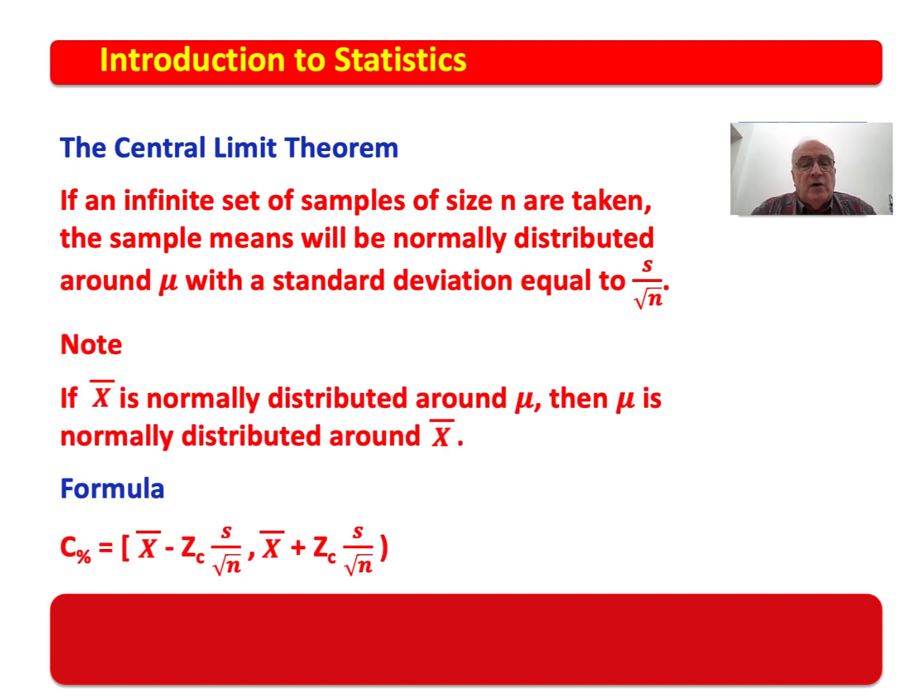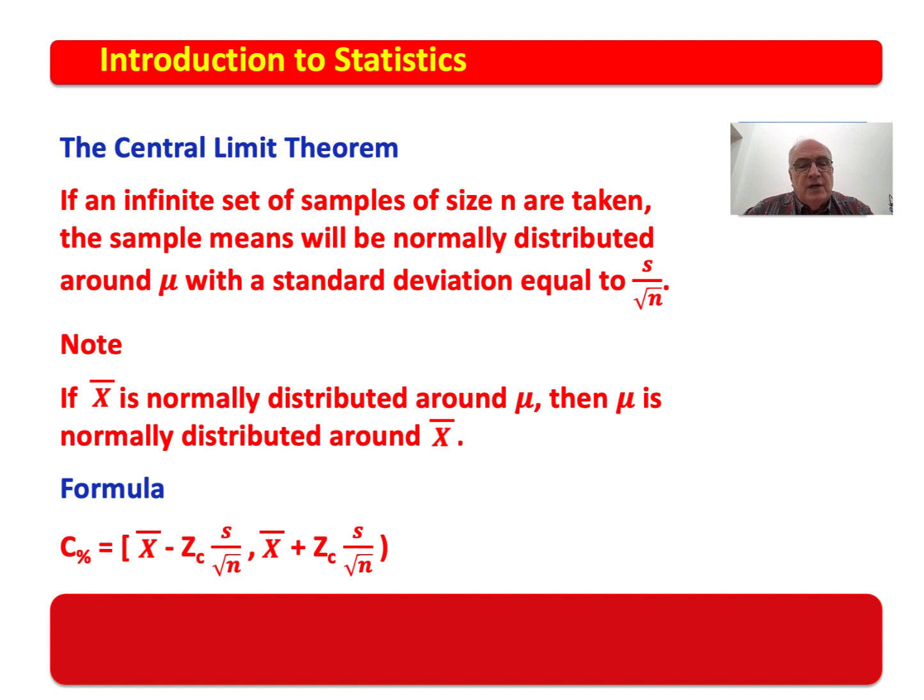Now, if x bar is normally distributed around mu, then likely mu is normally distributed around x bar. So, I want you to think about that just a minute. I have myself and my wife. If my wife is normally seen with me, then I am normally seen with my wife. So if x bar is normally distributed around mu, then if we select an x bar, mu should be normally distributed around it, according to the normal distribution curve.